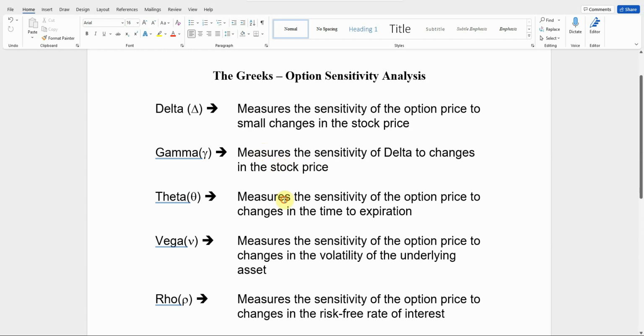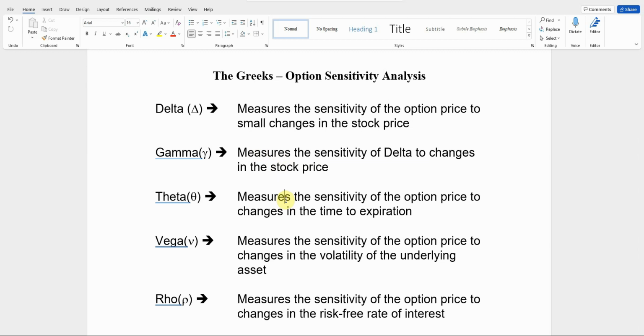So let's go back to our Greeks. Theta, sometimes referred to as time decay, measures the sensitivity of the option price to changes in the time to expiration. As we look at maybe a 3-month option, if a week goes by, it's still 2.75 months. It's probably not going to have a big impact on the option price.